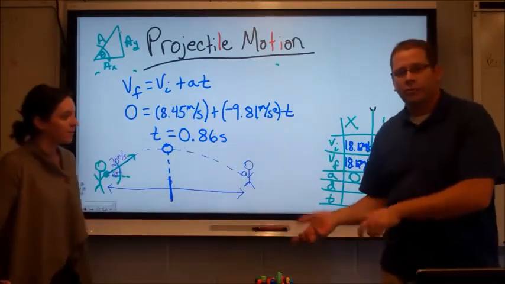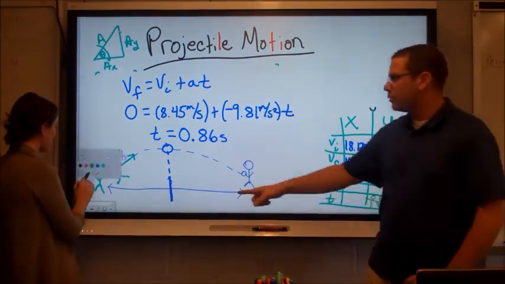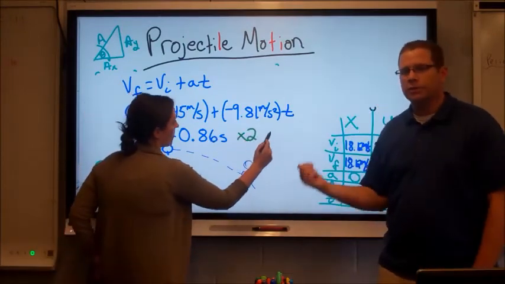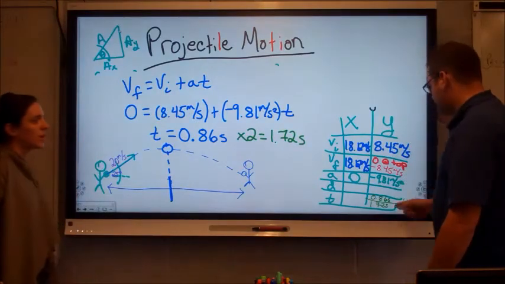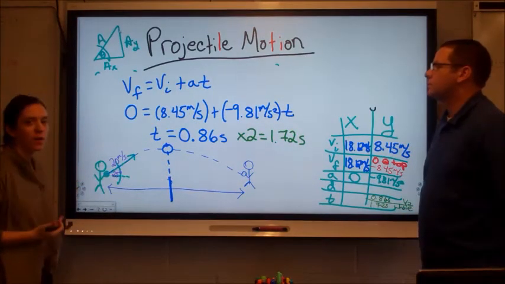Where did 1.72 come from? Well, you take that 0.86 and double it, because remember, it was only half the time to the top and another half the time to the bottom. So 0.86 times 2 gives you 1.72. So that's going to figure out the entire time that this ball is in the air.